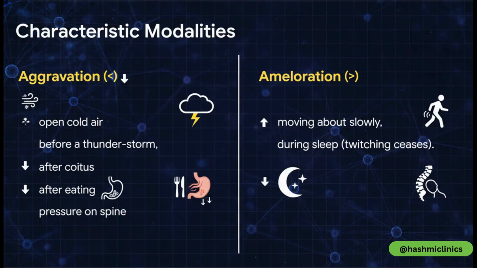Modalities are, of course, absolutely critical for prescribing. We have to note the profound aggravation from sexual activity. That's a huge keynote for spinal irritation cases. The sensitivity to cold air and thunderstorms is also really marked. And there it is again, that unique amelioration of the twitching during sleep. It just confirms how central and important that symptom is.